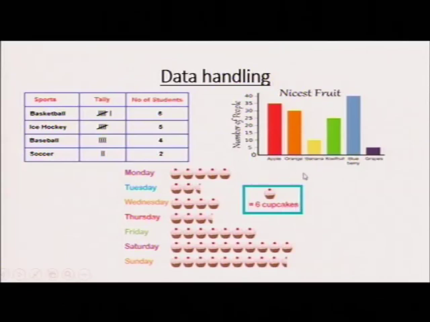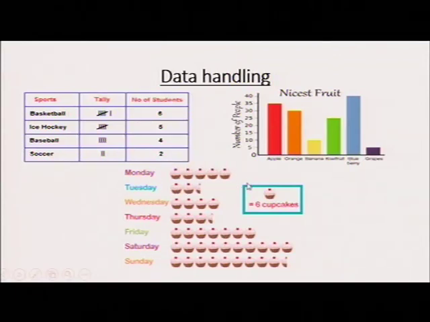So all we need to know is when we are asked to find the sum of something, we add. When we are asked the difference, we need to subtract. So in this case, if I ask you how many cupcakes were sold on Monday? Here I have 1, 2, 3, 4, 5. So if 1 picture represents 6 cupcakes, it will be 5 times 6. So the total of cupcakes sold on Monday will then be 30.